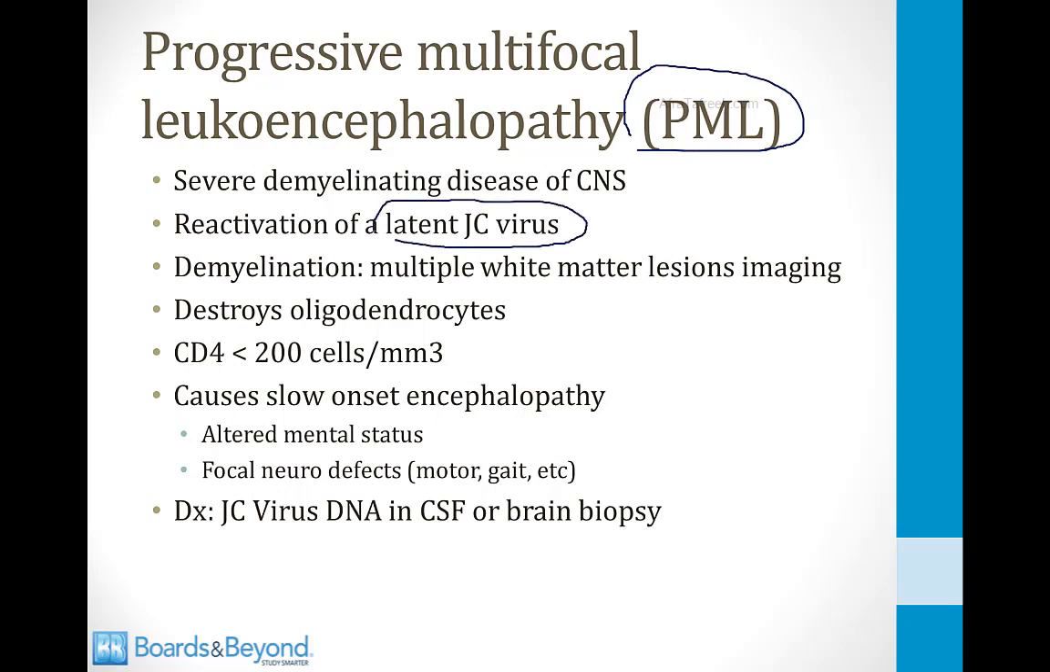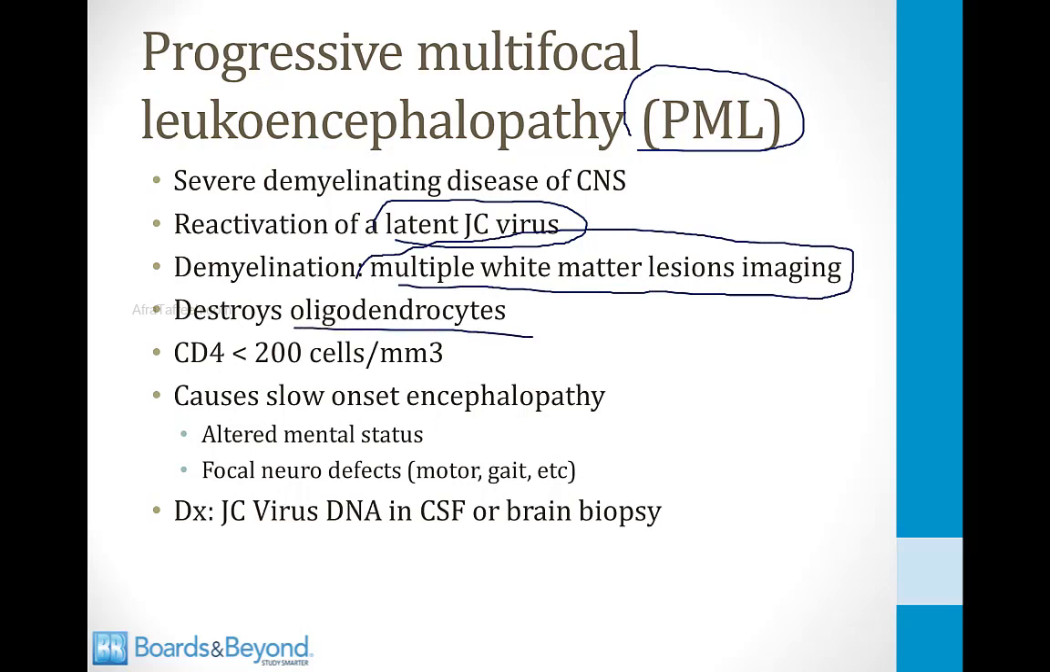Many of us have been exposed, but if your immune system works, it doesn't cause a problem. However, if you become immunocompromised, usually from end-stage HIV, then the JC virus can reactivate and cause PML. Patients with PML get multiple white matter lesions on brain imaging. That's where it gets its name of multifocal. And the disease process destroys the oligodendrocytes.